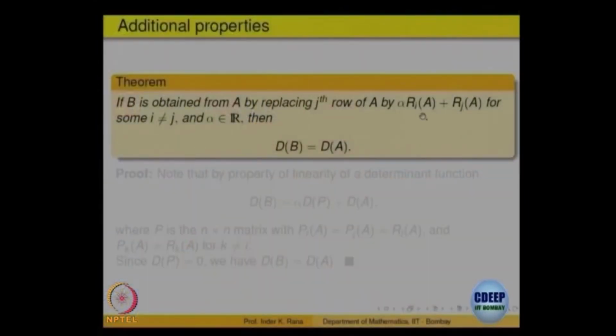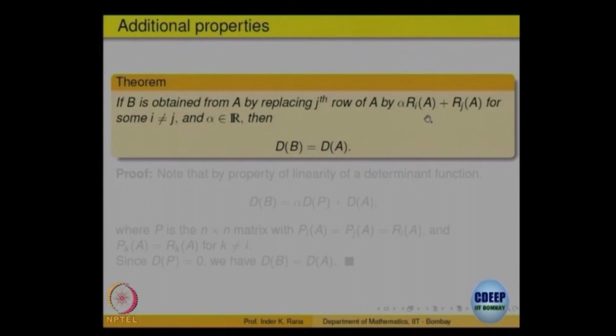Because only the jth row is changed. So on the right hand side, when you apply linearity, what will happen? One matrix will be R1, R2, and at the jth place the same row will be repeated. This is the ith one, so ith and ith will be coming, and in the other one ith and jth will be coming, which is A itself. Are you getting it? This is the jth entry, the jth row for the new matrix.